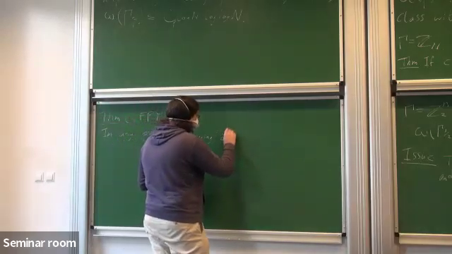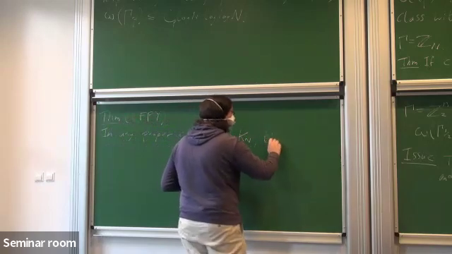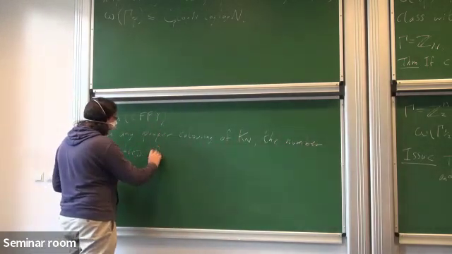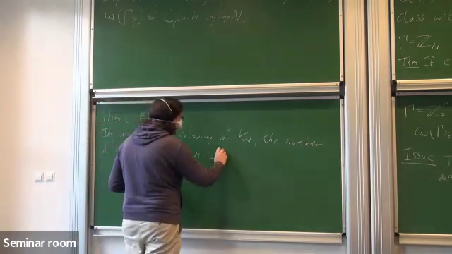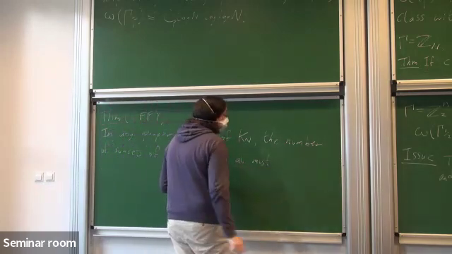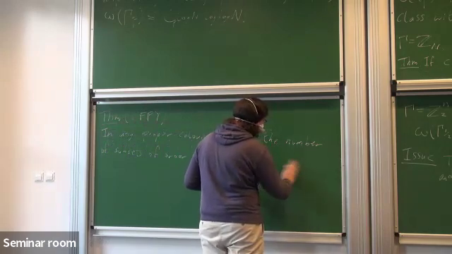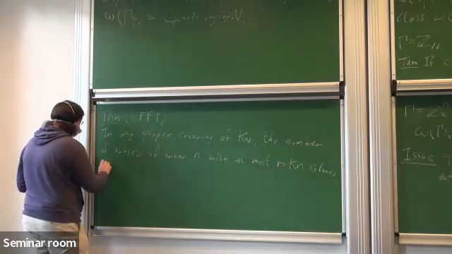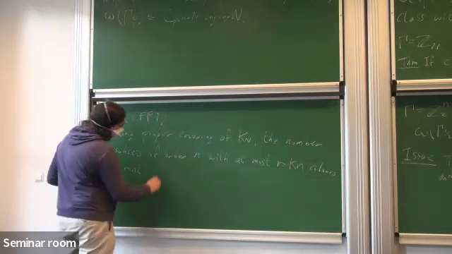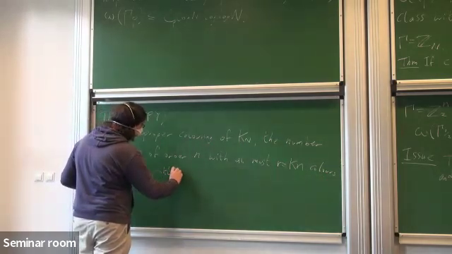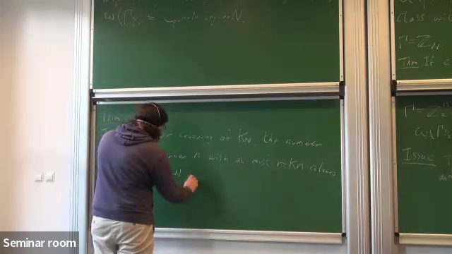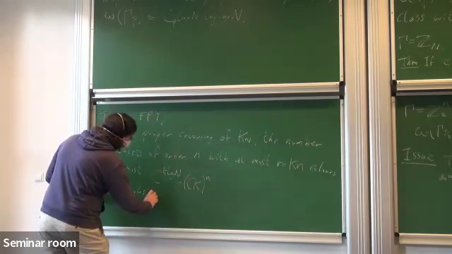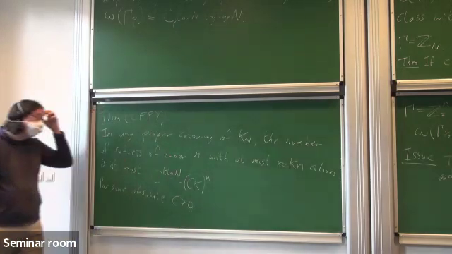So in any proper coloring of Kn, the number of subsets of order n with at most kn colors, that is, less than or equal to k times n colors, is at most c to the power of k log n times ck to the power of n, for some c. Okay, I'll say a little bit about where this comes from in a little while.